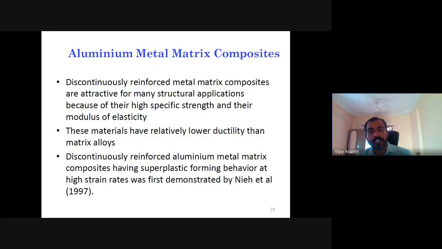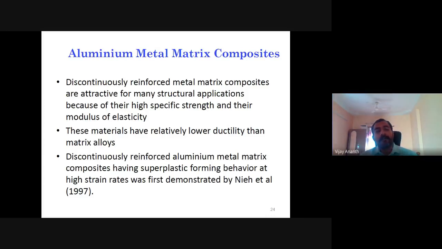As already discussed, aluminum metal matrix composites can also be formed through this superplastic forming. Mainly, these composite materials normally behave like brittle materials, right? Due to the reinforcement component in the material, the ductility will be very low. So these materials can be formed as useful components through superplastic forming.